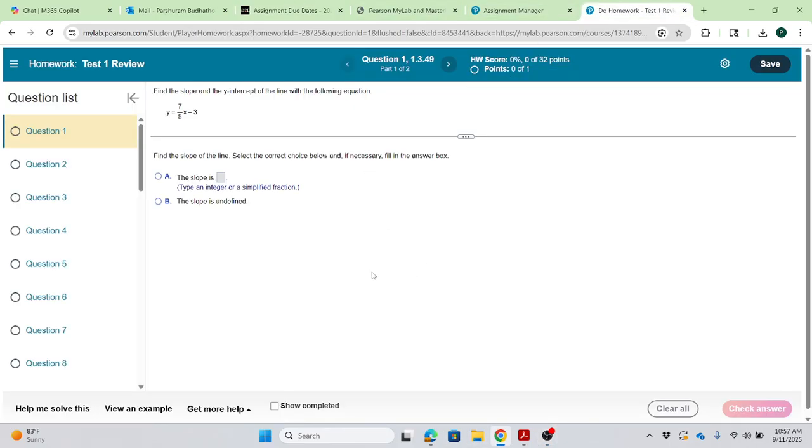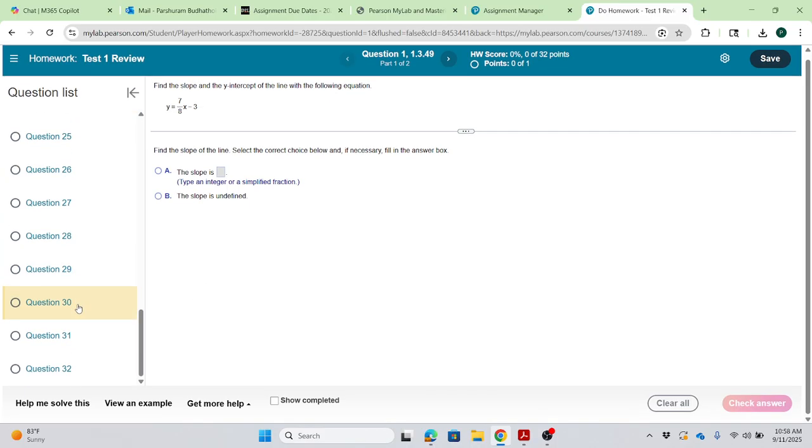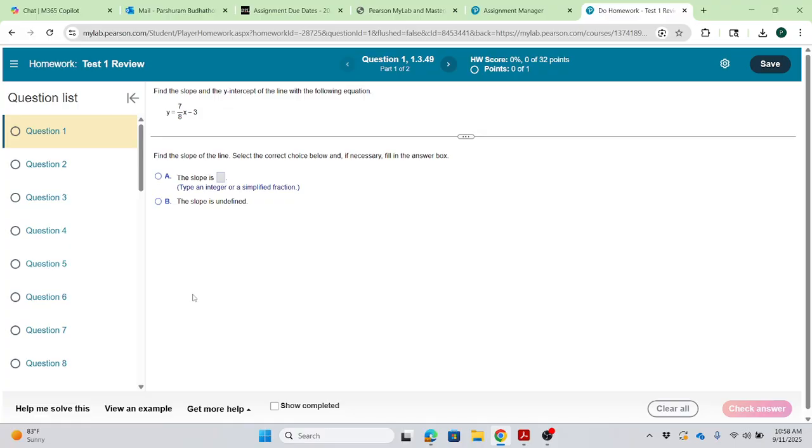Okay, test 1 review. There are 32 questions from 10 different sections from chapter 1 and chapter 2. So the first question is find the slope and then y-intercept of the line with the following equation.